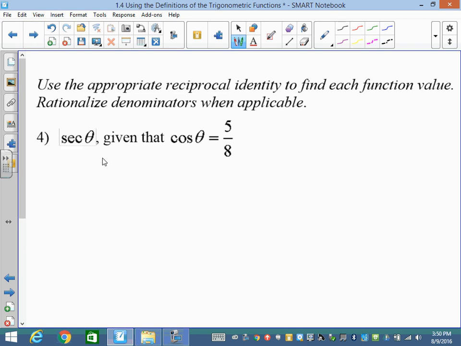Okay, so the very first problem says to use the appropriate reciprocal identity to find each function value. Rationalize your denominators when applicable. Since we know secant and cosine are reciprocals, then if cosine of theta is 5/8, secant of theta is 8/5. Nothing more to it than that. Okay.